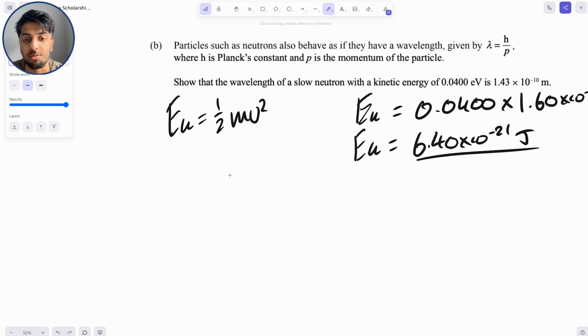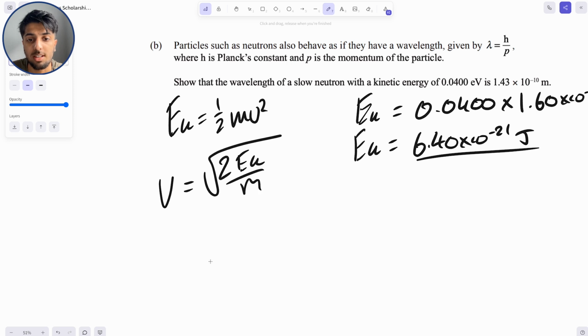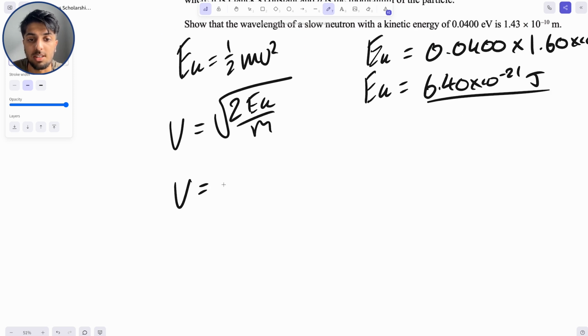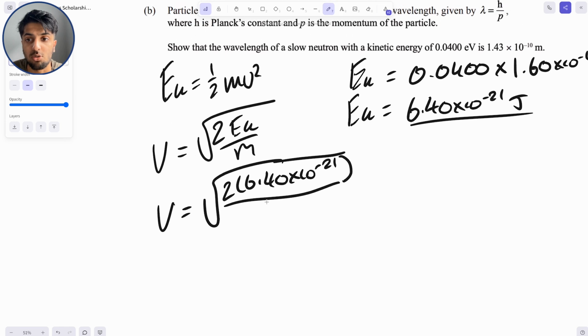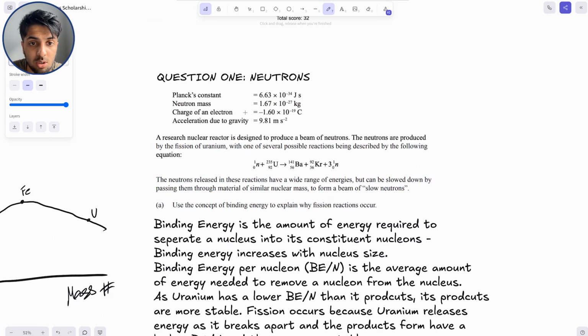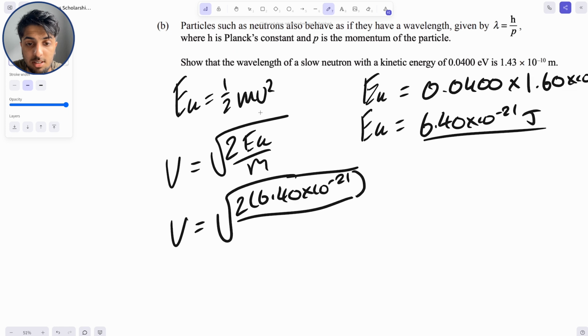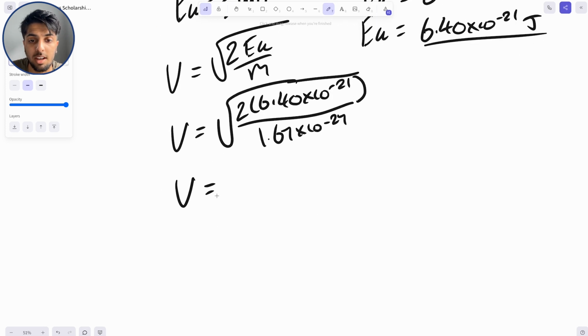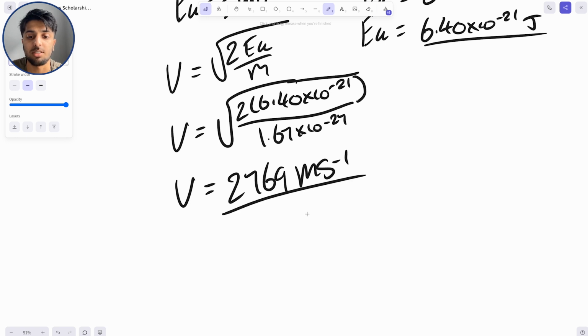Okay, so we can rearrange this equation to get the velocity of the neutron, so v is equal to the square root of 2 Ek over its mass, and so v is equal to the square root of 2 times 6.4 times 10 to the negative 21, all over the mass of a neutron, which is 1.67 times 10 to the negative 27, and that gives 2769 meters per second.